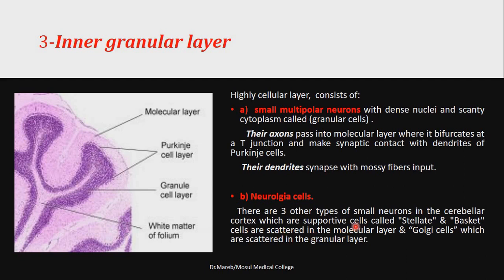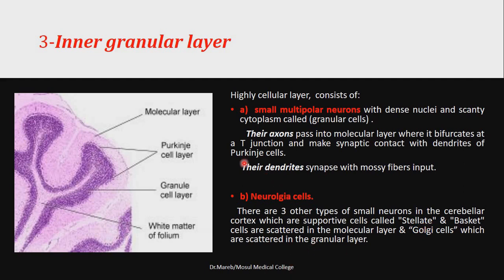Some say that they have some role in communications. These cells are called the stellate cells and basket cells, which are scattered in the molecular layer, and the Golgi cells, which are scattered in the granular cell layer. So we have another 3 types of neuron, and of these small neurons, 2 of them, stellate and basket cells, are present in the molecular layer, while the Golgi cells are present in the granular layer.